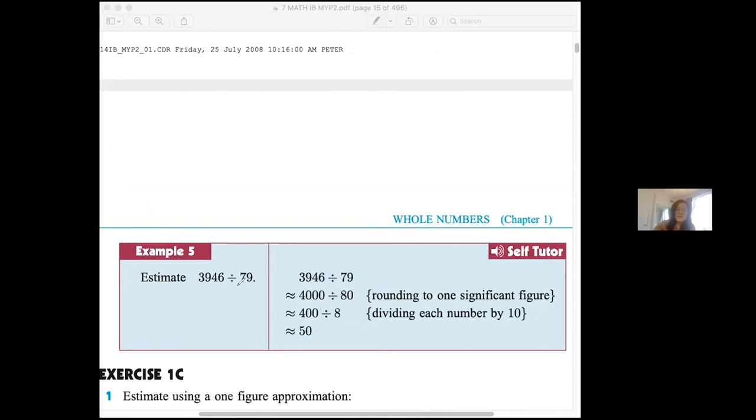So just to explain a little bit. When we round to the first significant digit, this is a tens digit, so we're gonna round it to the tens. So we round it to 80, not 100. Okay, so far so good.